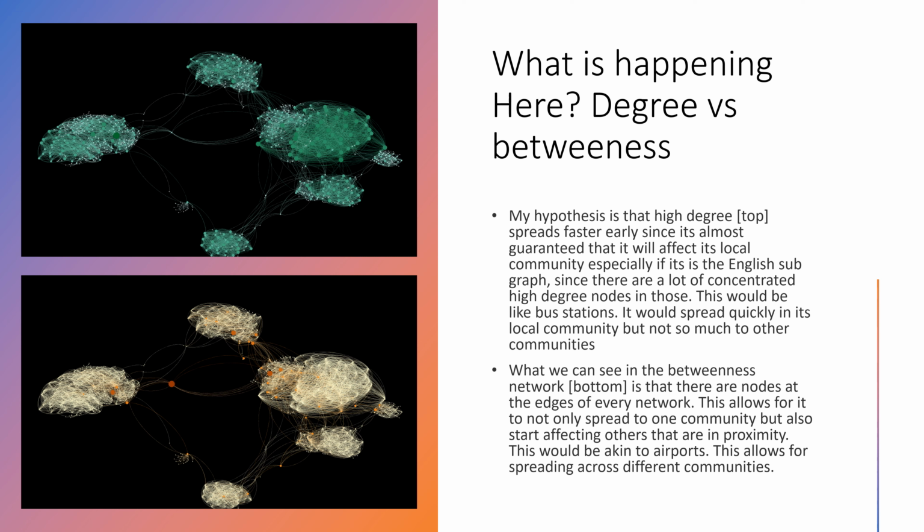If we look at the betweenness graph at the bottom, we can see that there are nodes at the edge of every network. This allows it to not only spread to one community, but also affect other communities that are in close proximity to it. This would be akin to airports, which will allow it to spread across different communities, but not necessarily spread quickly within a single community.